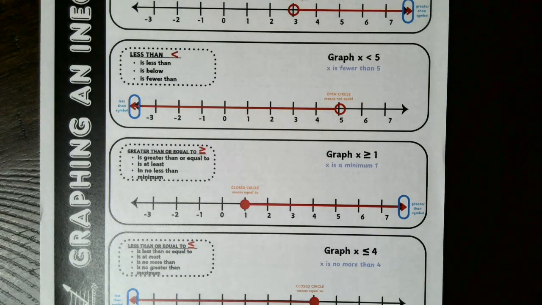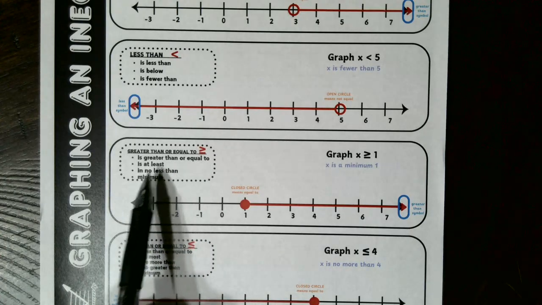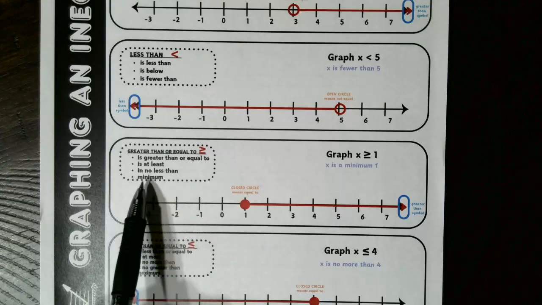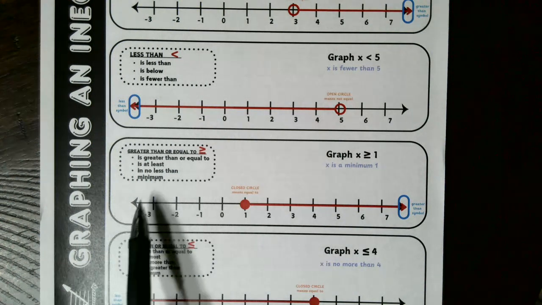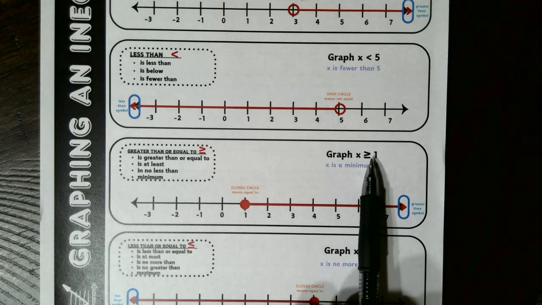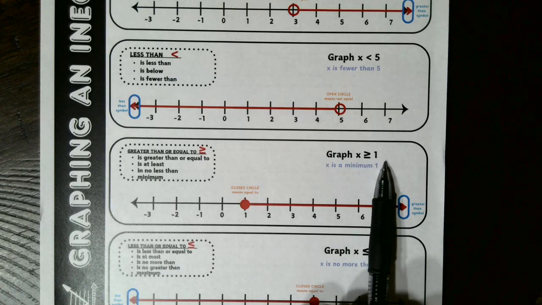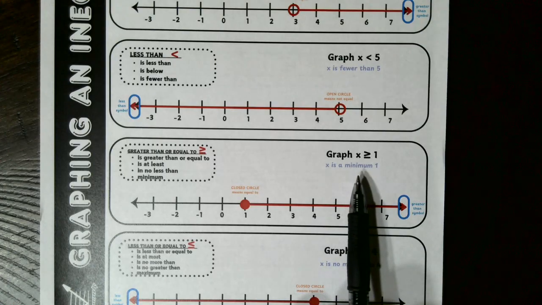So you have greater than or equal to. So this could mean is greater than or equal to, is at least, is no less than, or the minimum. There might be some different phrases that I put on the front page. You could check that out. So here's what it tells me. Graph x is greater than or equal to 1. So that's telling me x is a minimum of 1. So it could be 1, but it could be anything higher than 1 as well.